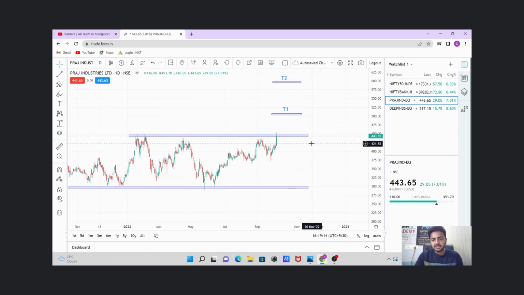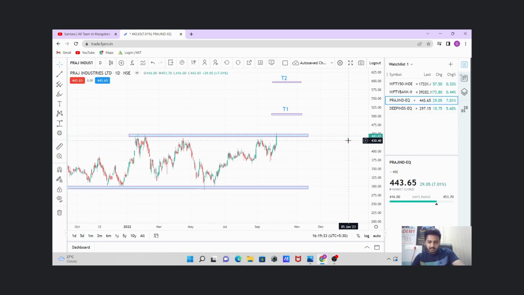Your first target in Praj Industries on a short-term basis will be around 500 levels. On a long-term basis, your target should be around 600. And your stop loss is a red candle closing below 440 levels. That should be your stop loss.